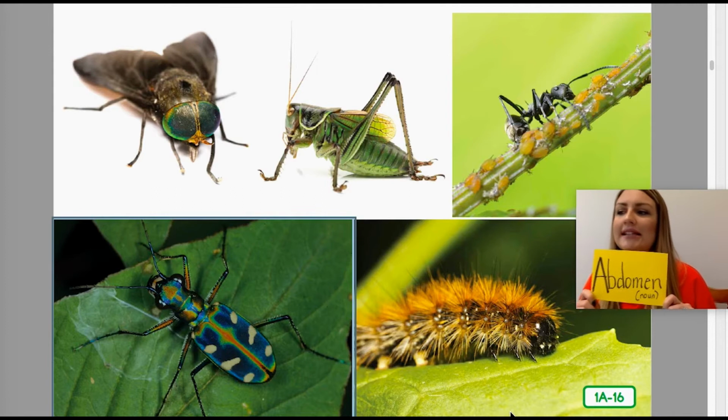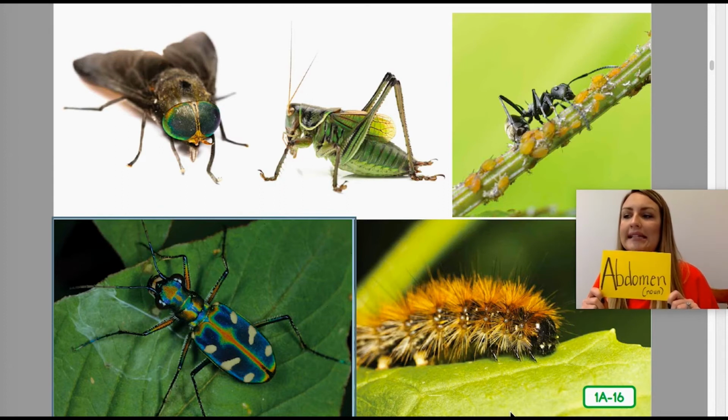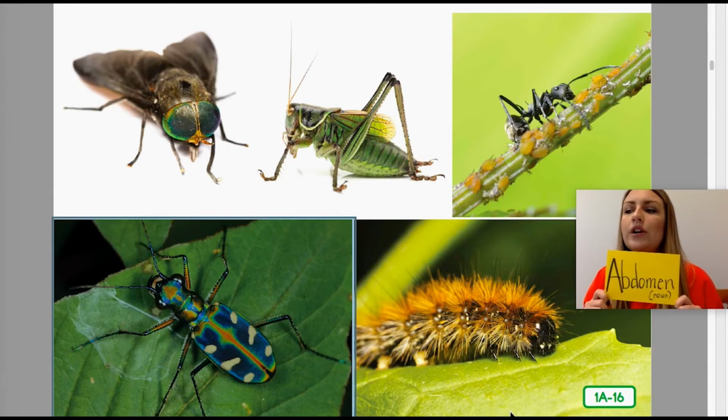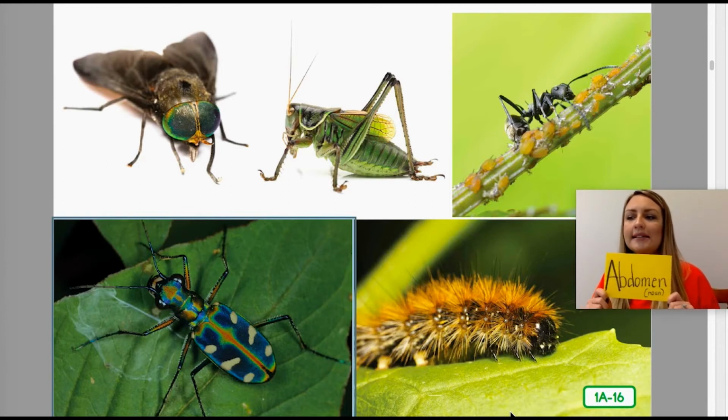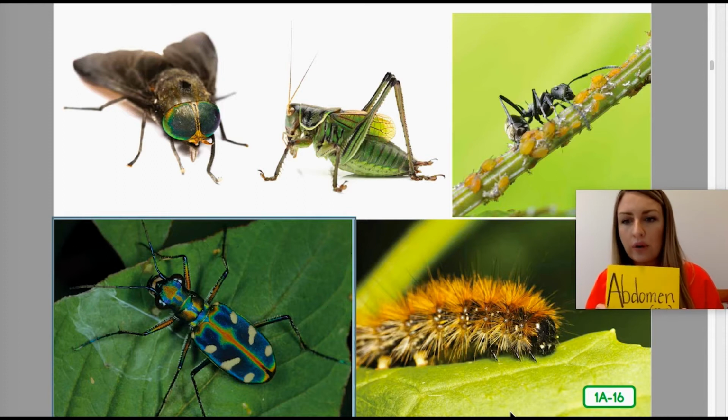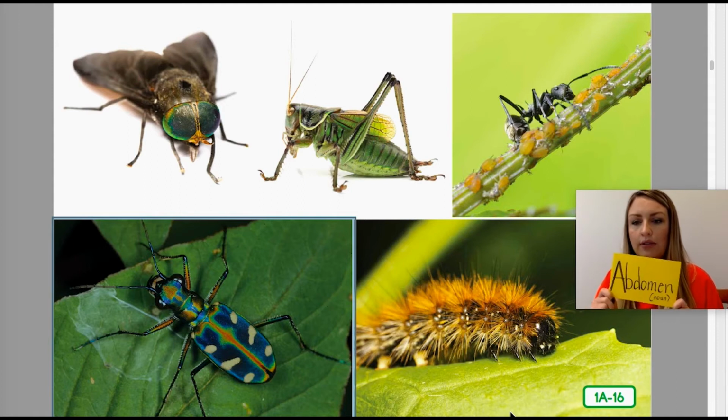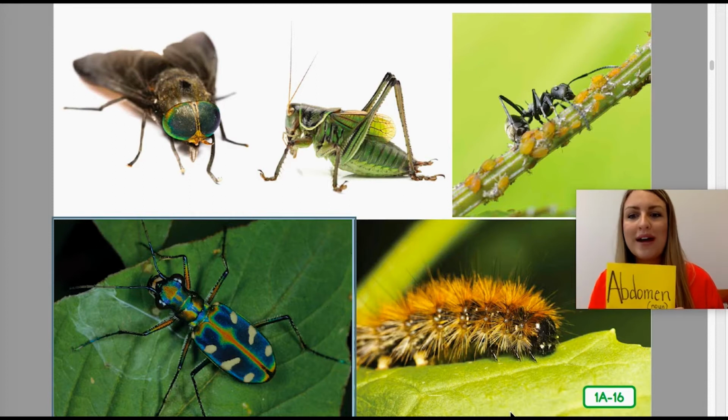The definition is the end part of the insect's body, the body segment that contains the digestive and reproductive structures. An example of this word is the abdomen is the largest body part of most insects. You might hear the plural form abdomens. Do you notice the difference between my word, the singular version, and the plural word, abdomens? Yes, the S at the end of the word makes my word plural. Right now, it's the singular version, meaning only one.